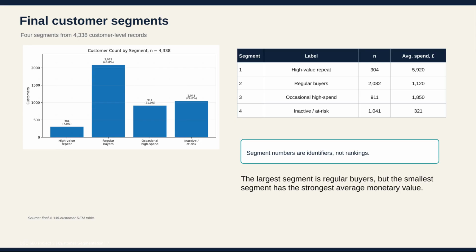The segment names were assigned after reviewing the RFM averages. K-means gives numeric cluster IDs. The business labels come from interpreting the profile.